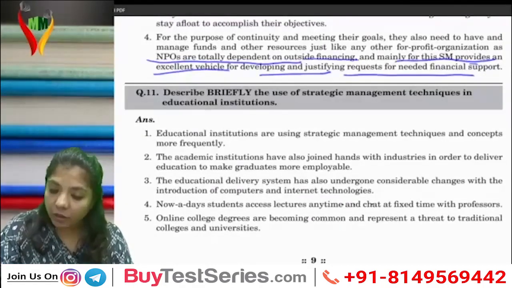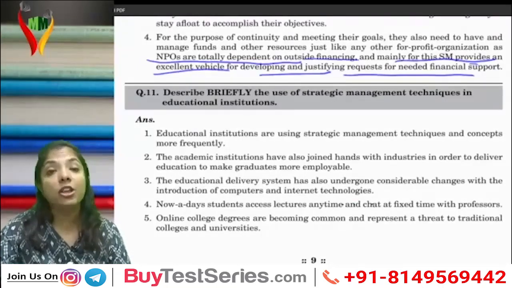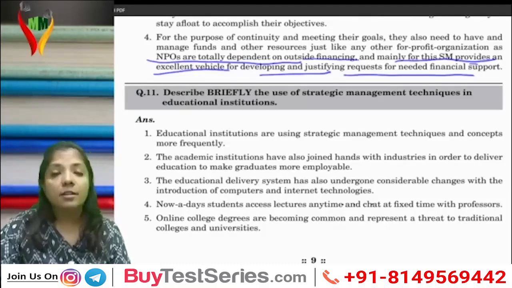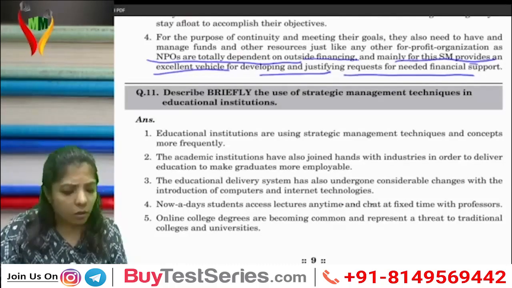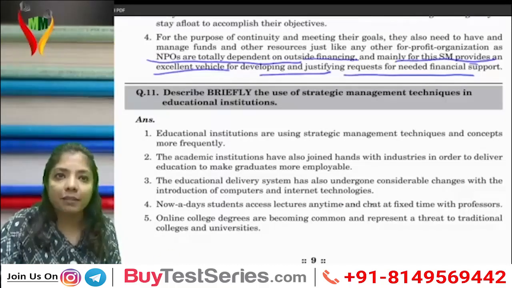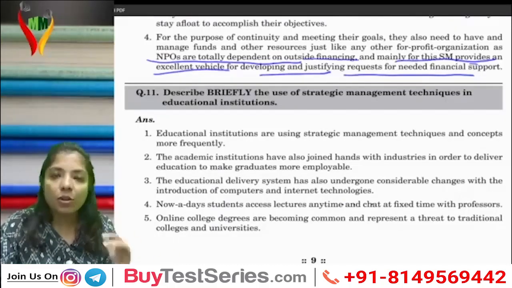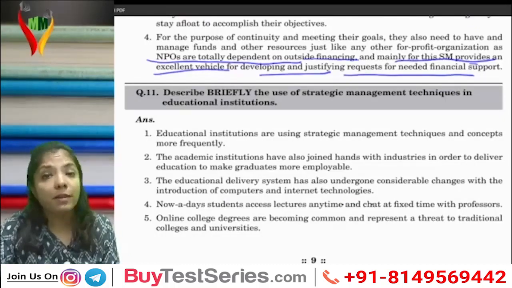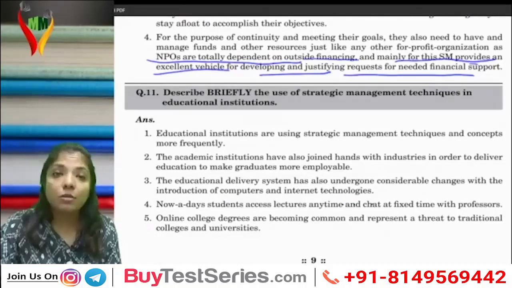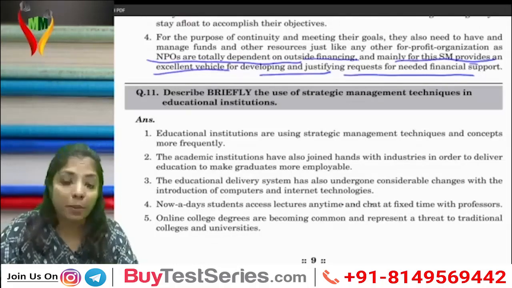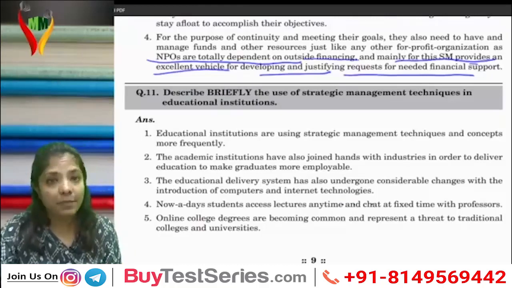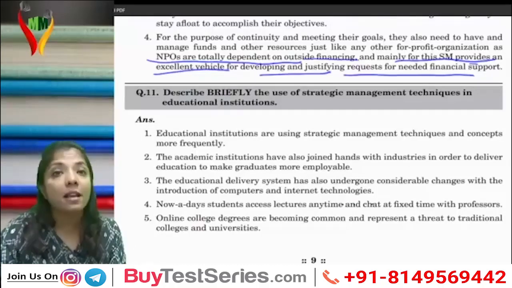Describe briefly the use of SM technique in educational institutions. I am talking about government schools and government colleges. Do we prefer going to government schools? No. Is it that we have too much money? No, that's not the reason. Basically, they are not doing things which are done by private people. Government schools are running as NPOs, but that does not mean they should not follow strategic management. They should also follow strategic management.